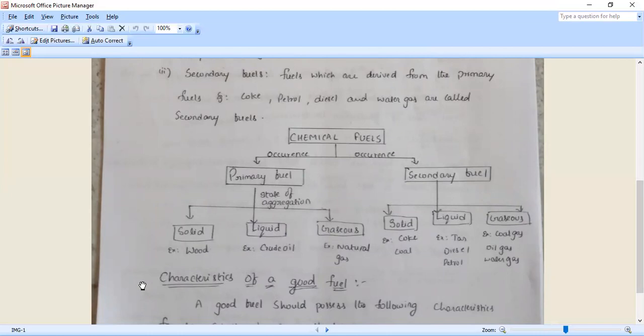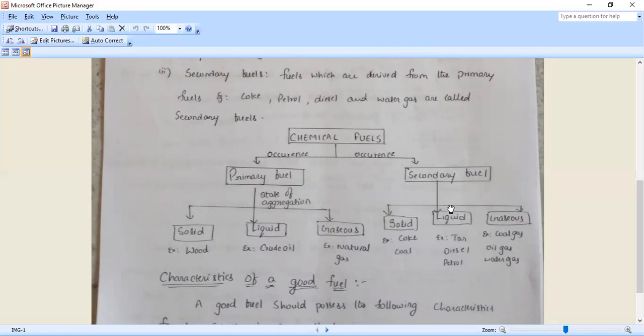So these three fuels occur in nature, are available in nature. So that's why it is called natural fuels or primary fuels. Next we go for secondary fuels. Here also secondary fuels can be classified into three types based upon the state of aggregation. One is solid, second one liquid, and the last one is gaseous fuels.